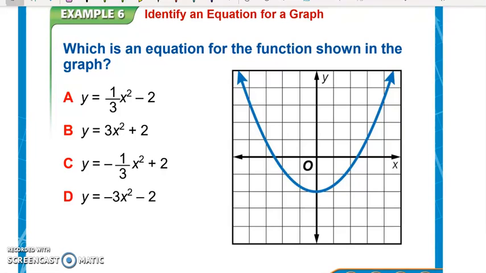This one: what's the equation for this function shown in this graph? First thing we should notice is the vertex is 2 below the origin. This is a transformation of the parent function, which would look like this. So it's being shifted down 2. That has to do with the k part of this. So here's a down 2. Here's a down 2. So we can cross off B and C. And then we have a negative 3 in front. That would be a reflection. So this can't be D. So it has to be A.